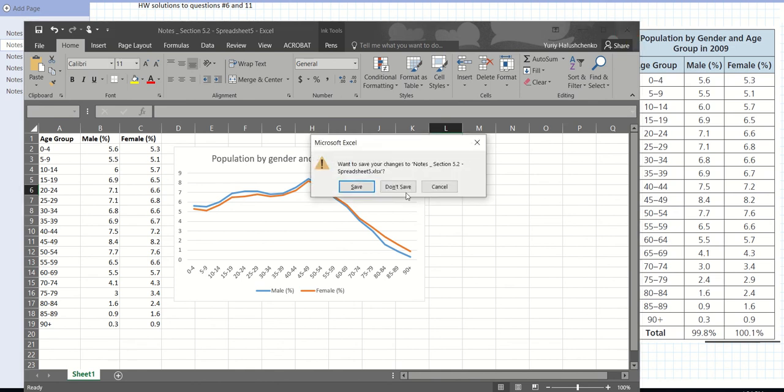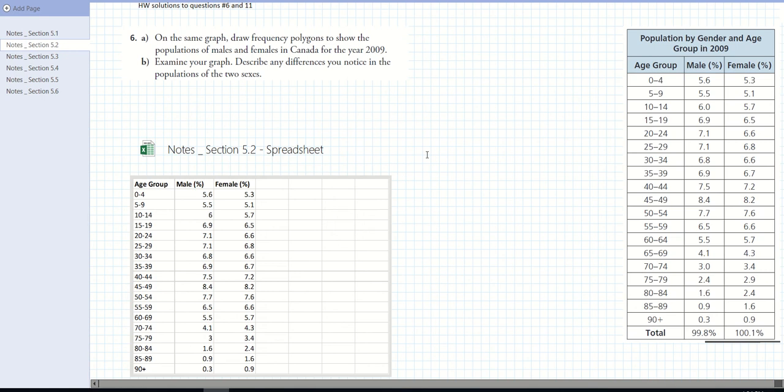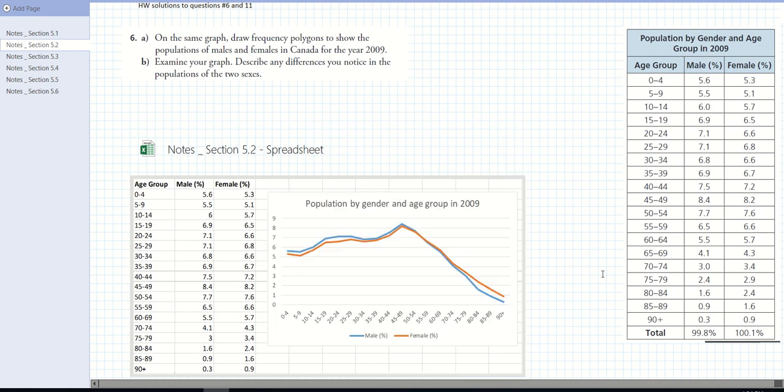So if I save this, it will appear right here next to the question. So anyway, whether you did this by hand or on the computer, it doesn't matter. You should have a similar graph, or you can just look at the answer key in the back. We'll show the same graph as well.